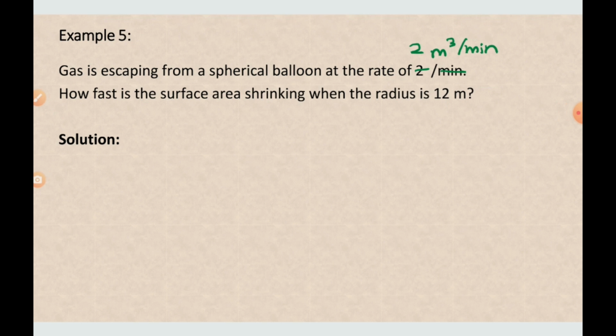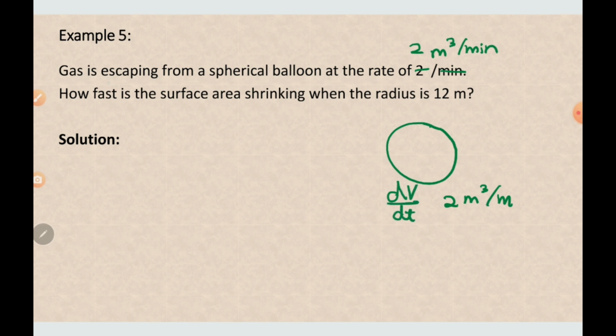The information given here is we have a sphere, a balloon. The gas is escaping at the rate of 2 meter cube per minute. The unit here is cube. We know that this is dV/dt. Escaping here means the balloon is shrinking, so you have to put negative because the gas is escaping from the balloon.